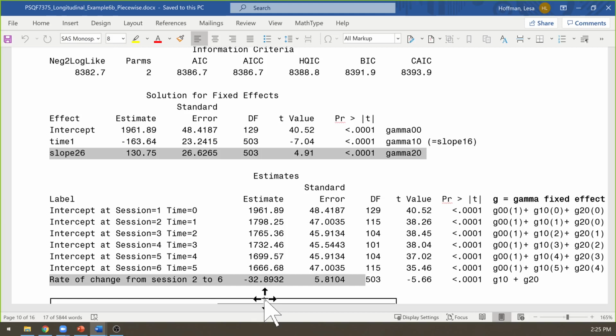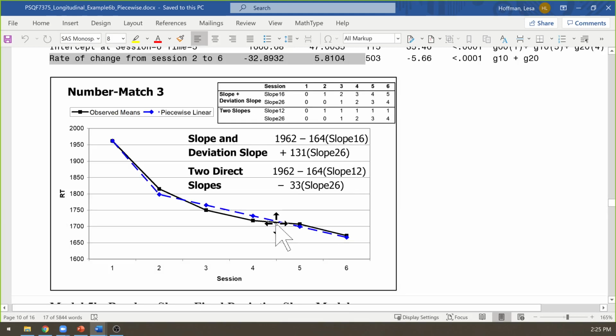Other questions? So I have a picture here as to what the model is predicting. And I have the two equations side by side in terms of how they work. The first model that we used was the direct slopes, which is on the bottom. And we had the fixed intercept at the beginning, the rate of change from 1 to 2, and the rate of change from 2 to 6 is the minus 33. What we have now instead is the difference in the rate of change from 2 to 6 as the second model parameter.